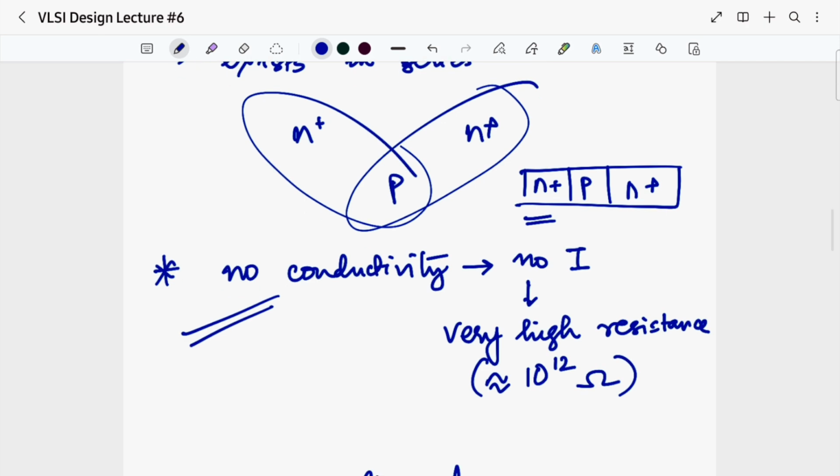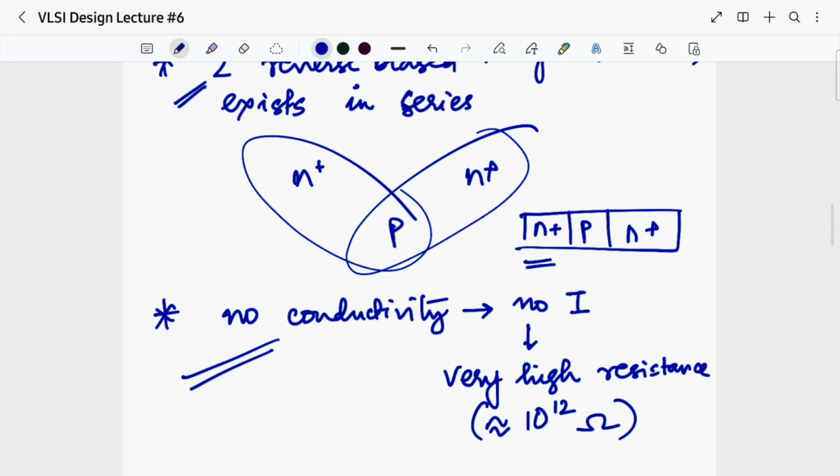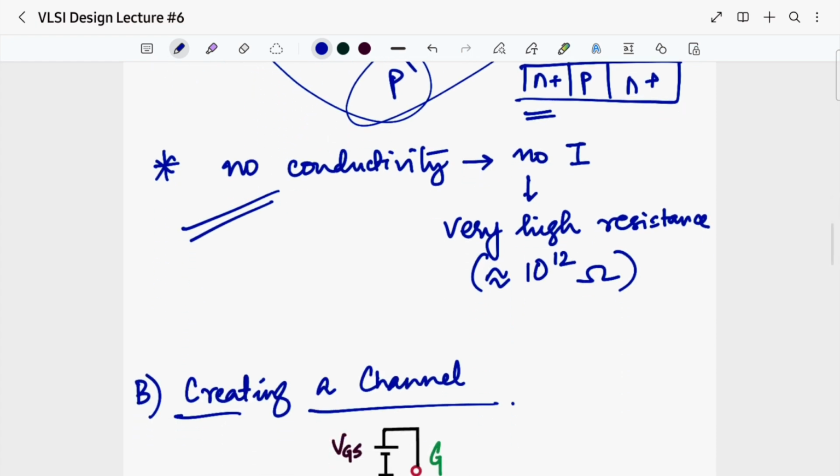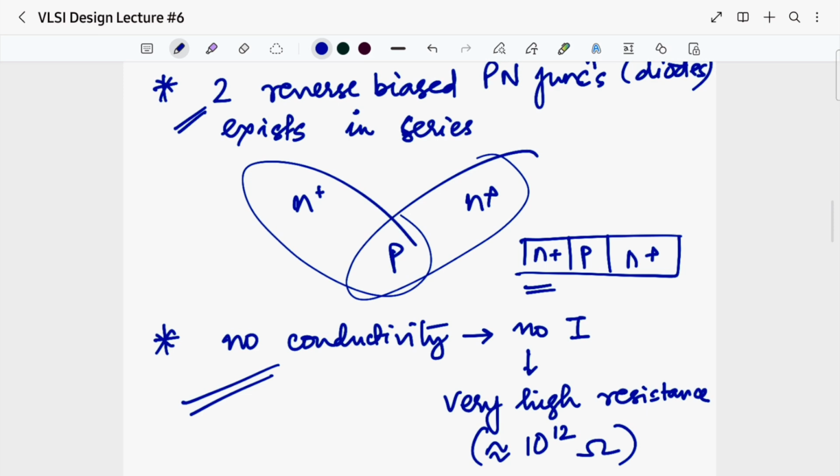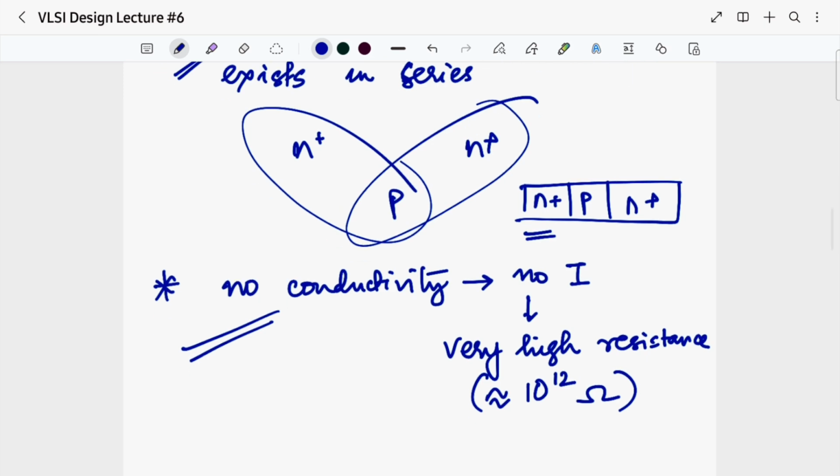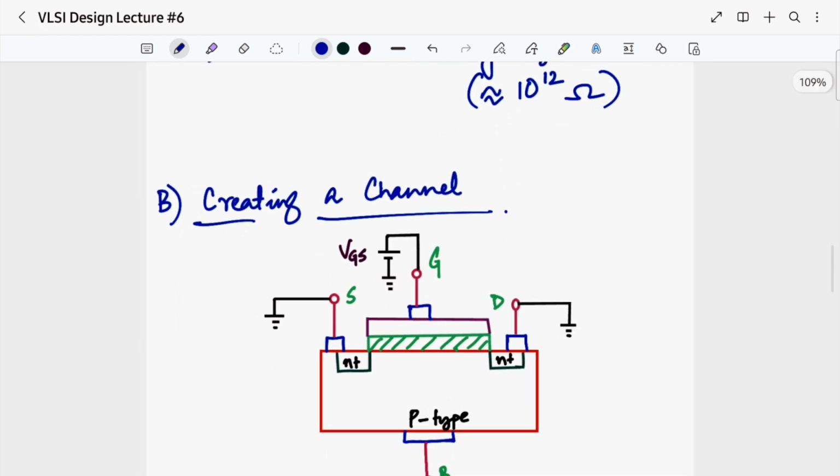Nothing is going to happen over here. So till now we haven't started. Now let us start this. Let us turn on the MOSFET. Let us turn on the MOSFET. How will we do so? Let's see. So now, the second step is named creating a channel.